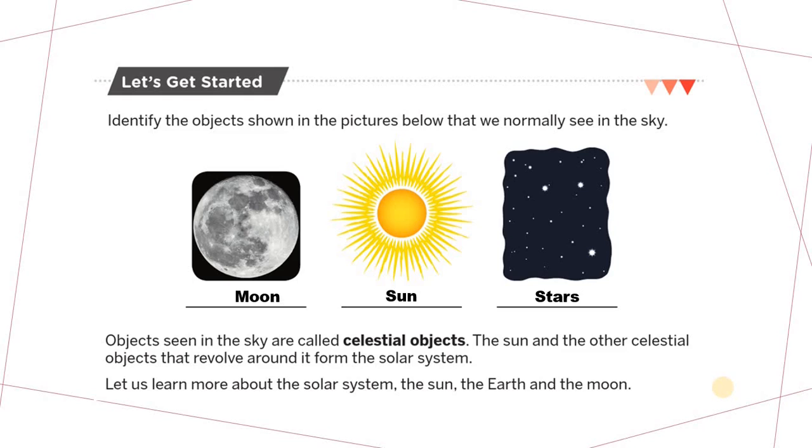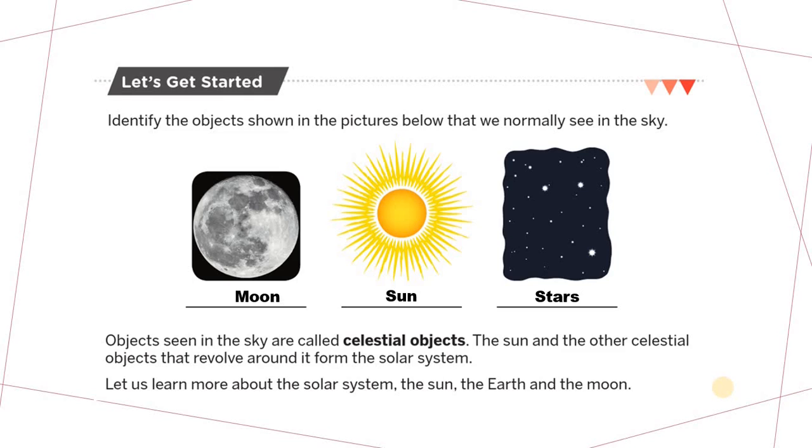Yes, objects seen in the sky are called celestial objects. Any object which is there in the sky, which you see, which is there in space but not a part of the earth, is called a celestial object. The sun and other celestial objects that revolve around it form the solar system. So in this case, the sun itself is a celestial object, but that plus the other objects which are moving around the sun, they all together form the solar system.